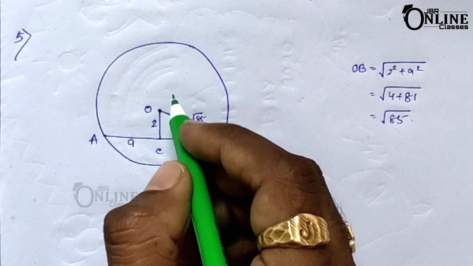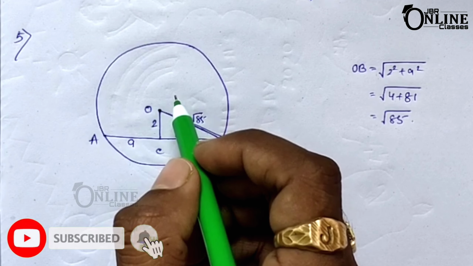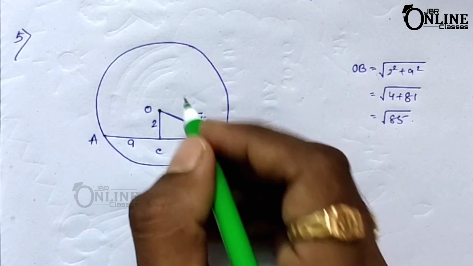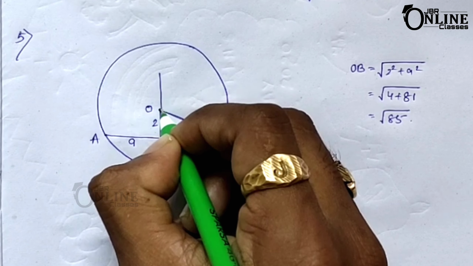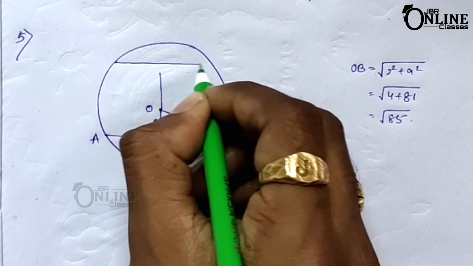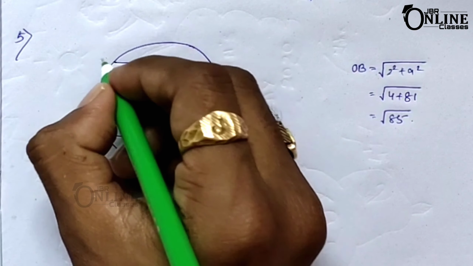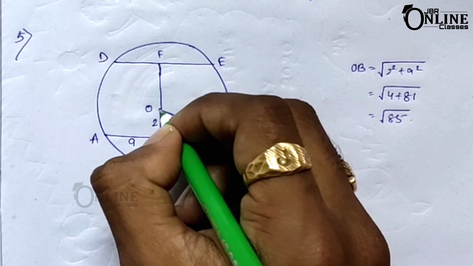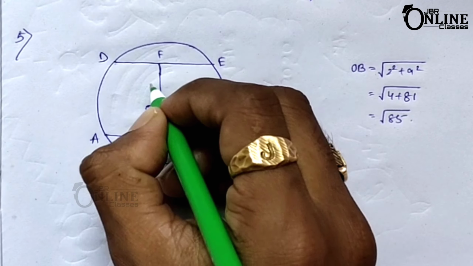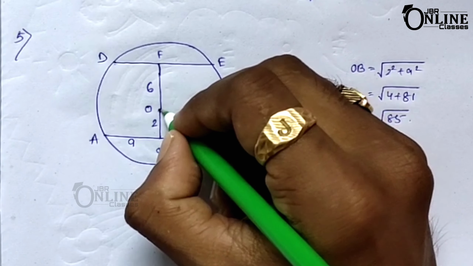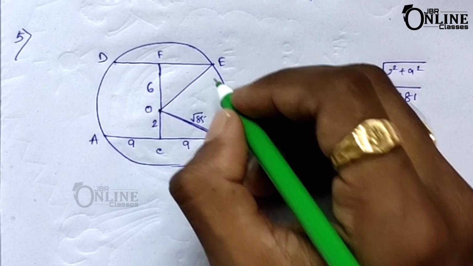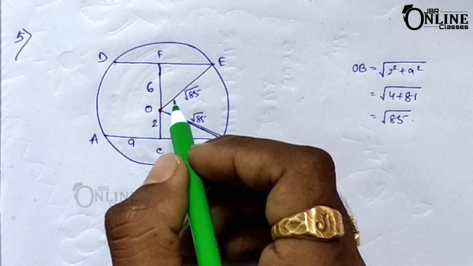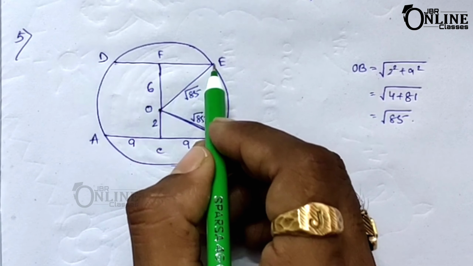Now next one, calculate the length of a chord of the same circle, that means this circle, which is 6 centimeter distance. So suppose this one is the 6 centimeter distance, and there is another chord. Suppose the name is DE, and here F. So the distance between DE and the center equals 6 centimeter. Okay, and if you join OE, this is also a radius. That means its value equals root over 85. So now you have to find out the length of this DE.